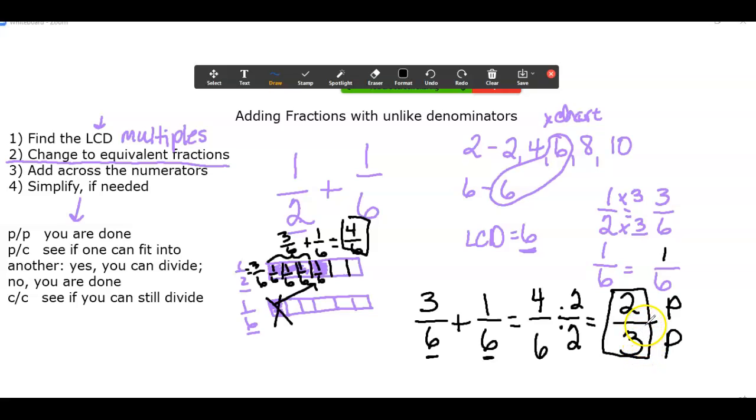Now, today, I realize that we're still working on the simplifying part. If you give me an answer of 4/6, I'm only going to give you half points. Okay? Because it says specifically simplify if needed. So it needs to be 2/3. 2/3 will give you the whole points, but 4/6 will give you half points. Okay? All right.